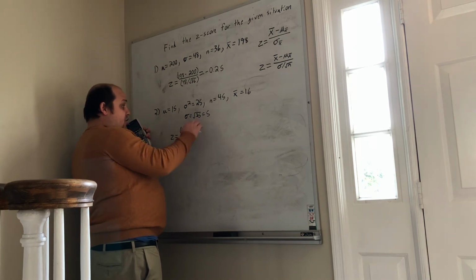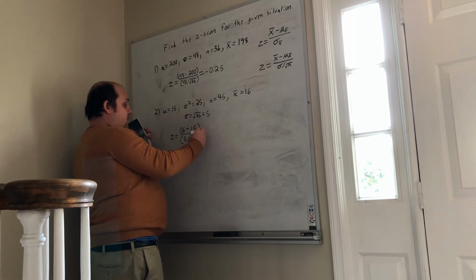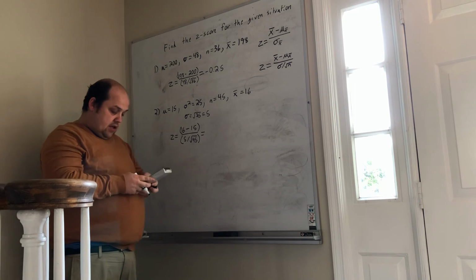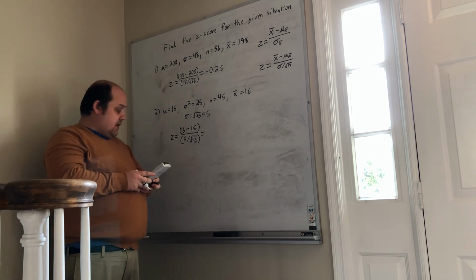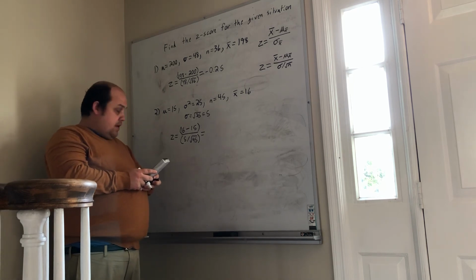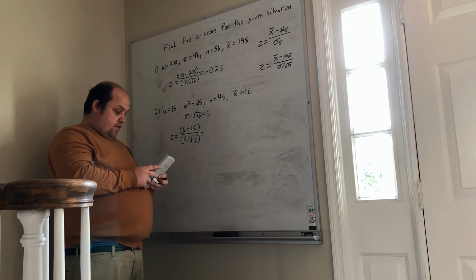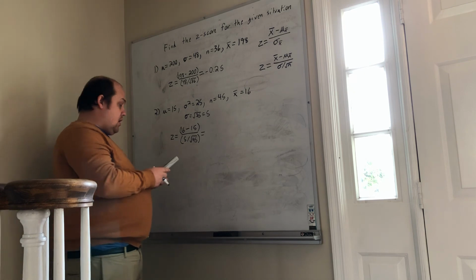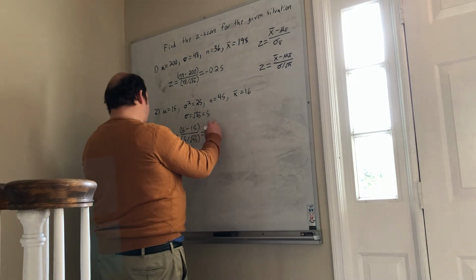Finishing out the calculation, sigma, 5 on bottom, gets divided by the root of n, in this case 45. When I put this into my calculator, 16 minus 15 divided by 5 over the root of 45, I get a z-score of 1.34.